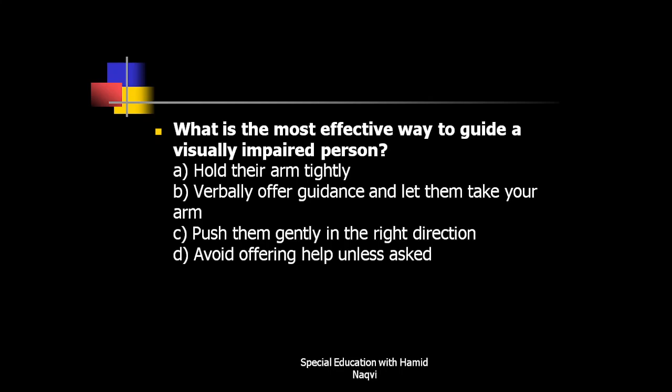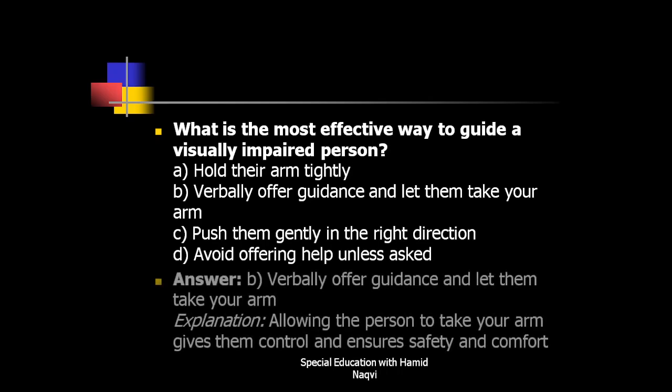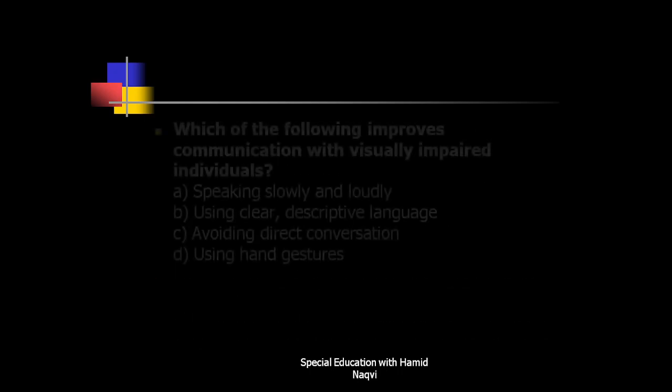What is the most effective way to guide a visually impaired person? Hold their arm tightly, verbally offer guidance and let them take your arm. Push them gently in the right direction. Avoid offering help unless asked. Verbally offer guidance and let them take your arm. Allowing the person to take your arm gives them control and ensures safety and comfort.